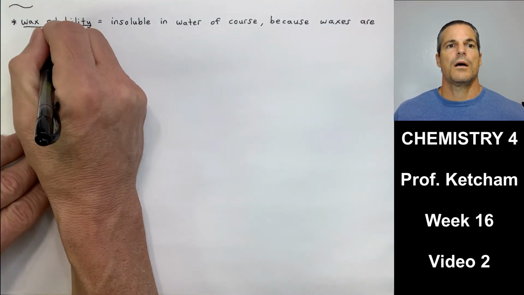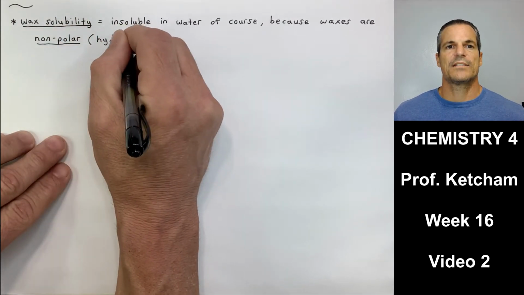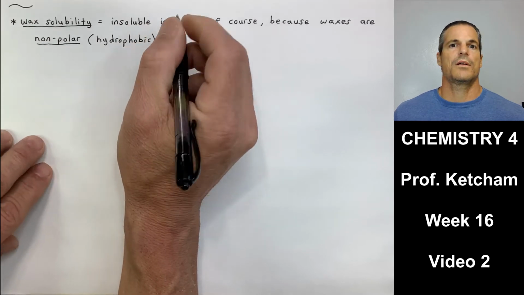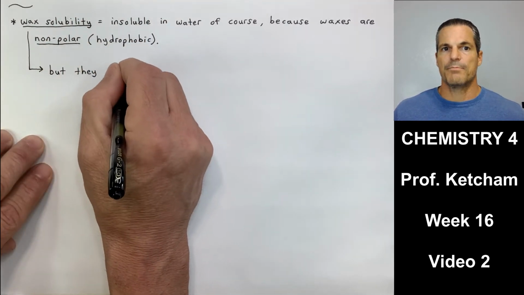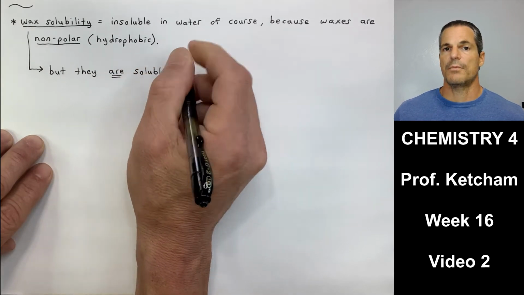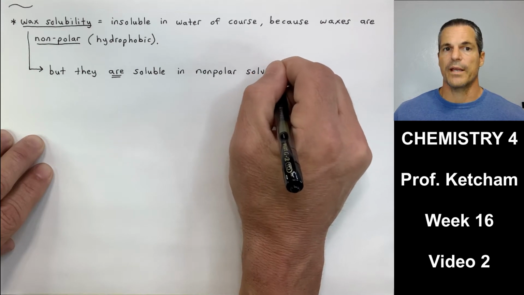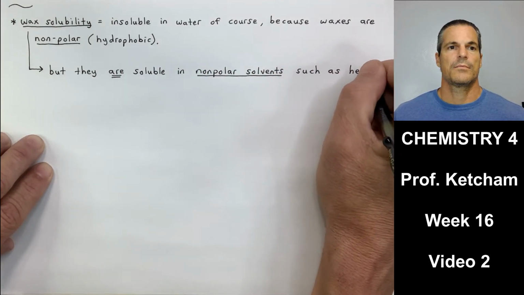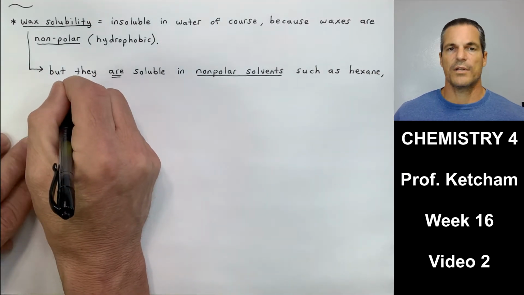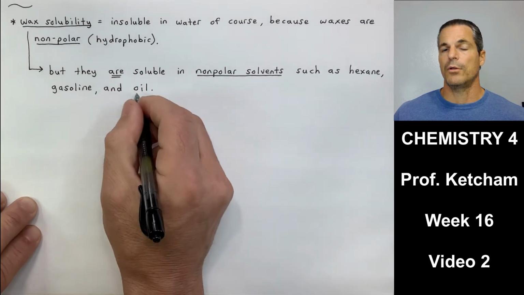All right, just some information on wax solubility. Waxes are insoluble in water, of course, because waxes are nonpolar. Water's the most famous polar substance, right? And waxes are nonpolar. They hate water. They're afraid of water. In other words, they're hydrophobic. If something loved water, it would be hydrophilic. But waxes are hydrophobic. They don't like water. But they are soluble in nonpolar solvents.